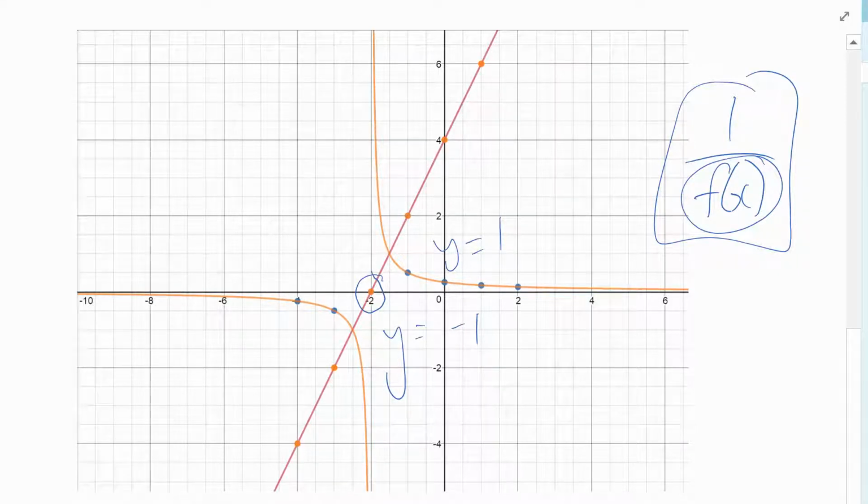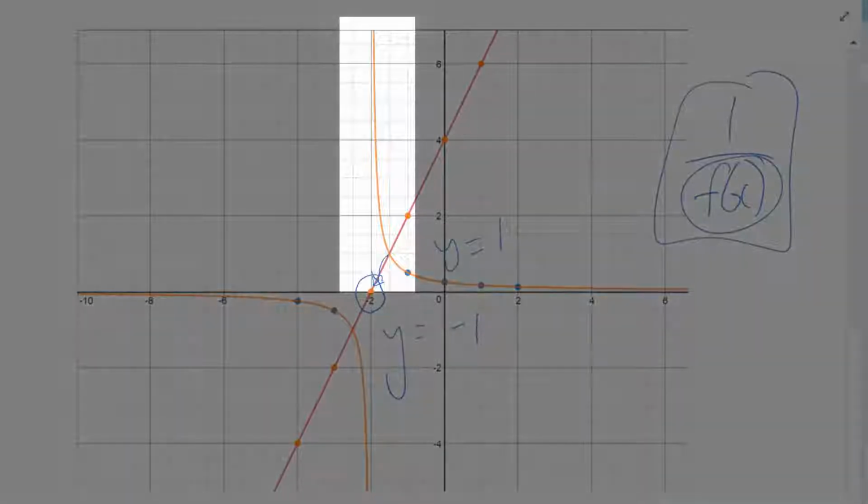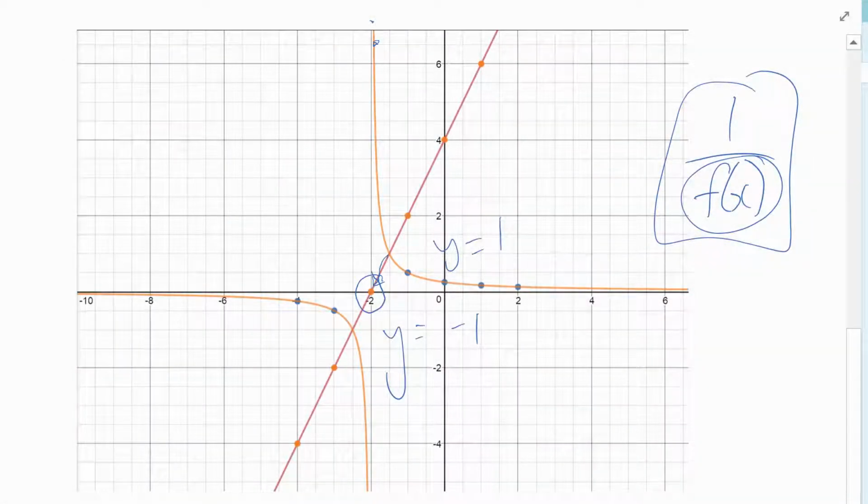And another thing you can notice is that as that original function is getting closer to 0, what happens to the reciprocal? It's getting greater and greater. In fact, it goes off to infinity here on the positive side, and it goes down to -infinity here on the negative side as the y values are getting closer to 0 from the negative side.